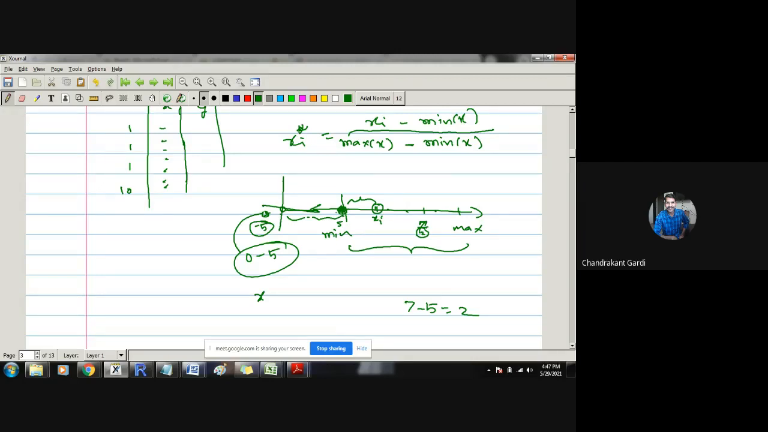What was the old coordinate of this new origin? That will be subtracted. So xi minus minimum of xi, this will be the numerator.